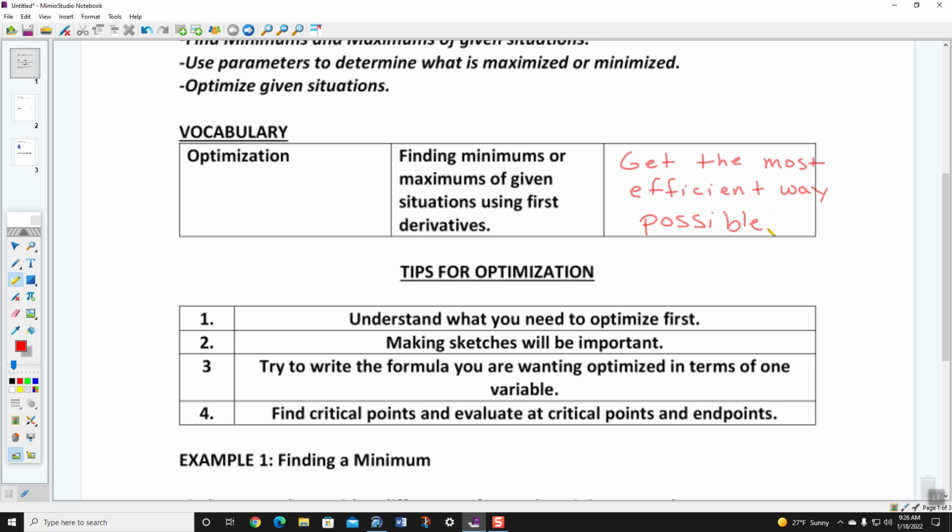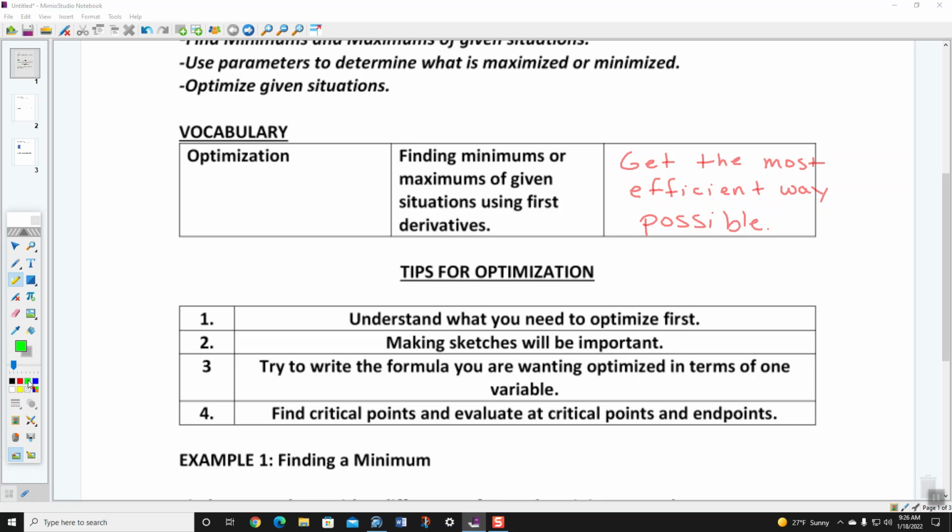Now, this table is going to be pretty important. All right? This table right down here, pretty important. Tips for optimization. First of all, what's the first thing they tell you when we do tips for optimization? What's number one say? Understand what you need to optimize first. When I say understand what we need to optimize, you're going to be talking about situations where we're dealing with area, perimeter, volume, like that. Understand, am I optimizing a volume? Am I optimizing an area? Am I optimizing a perimeter? Am I trying to optimize a product or a difference? Understand what you're trying to optimize.